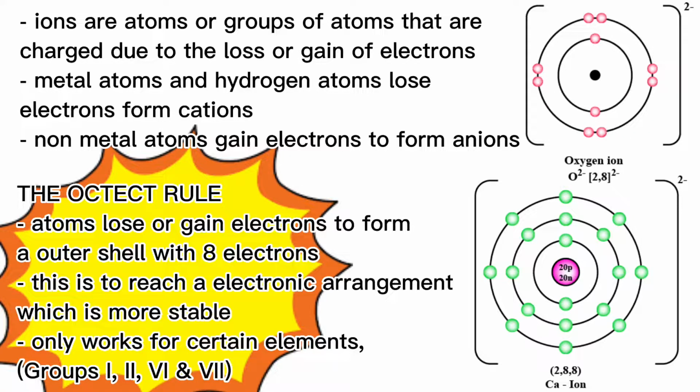Another way you can find if they lose or gain an electron is by rounding up or down. Groups 3 and below will lose their electrons, but group 5 and above will gain electrons, as it is the quickest way to have a full valence shell.